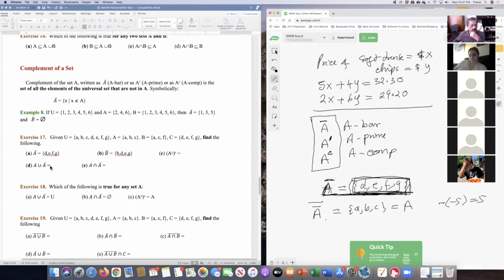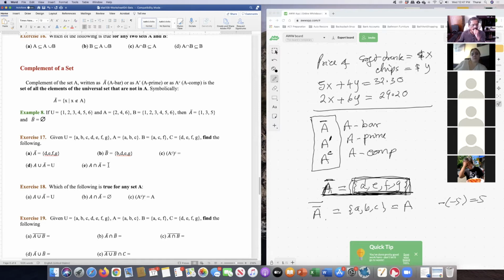Okay, now what can you say about A union A bar? Is it A, B, C, D, E, F, G? Yes, A, B, C, D, E, F, G, which is same as the universal set, right? Okay. So if you take any set and combine it with the complement, you're going to get the universal set. And that's the fact. I just wanted you to see it. Because everything in A and everything outside of A combined has to be the universal set, because A bar would be everything that is not in A. So if you combine them, you will get the universal set.